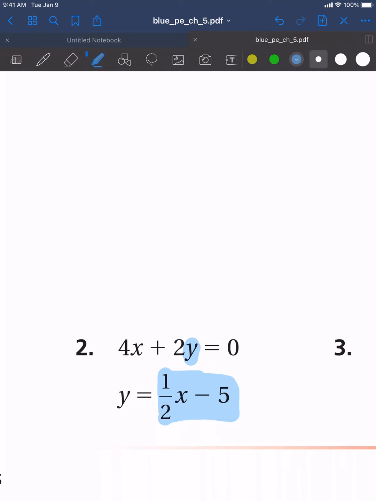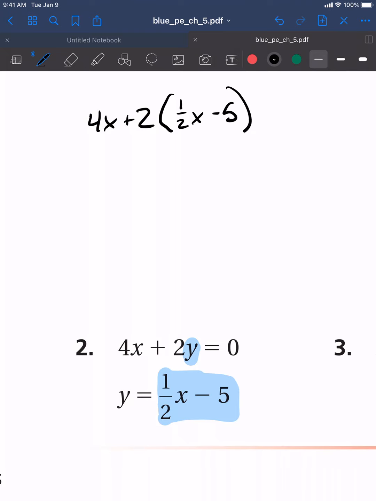Oh, so if I had just waited one more question, your answer would have been answered. But hey, that's great. I'm glad you thought of it. Now, can I rewrite my equation? 4x plus 2 parentheses, 1 half x minus 5 parentheses equals 0. Wonderful. So distribute.